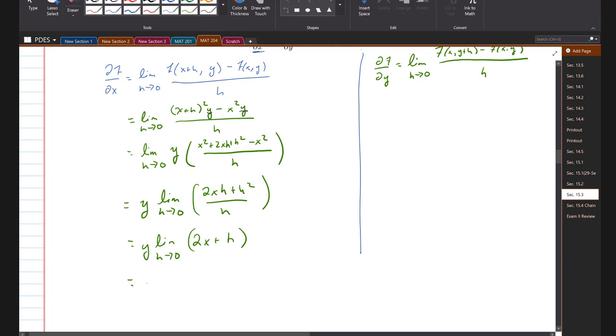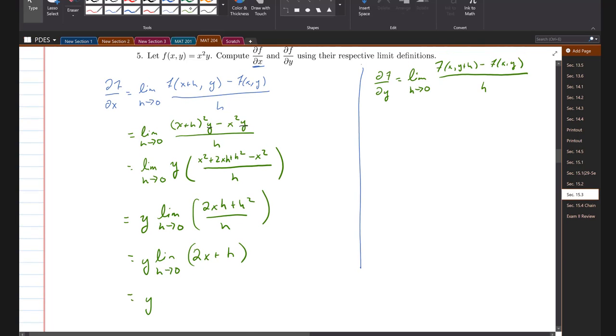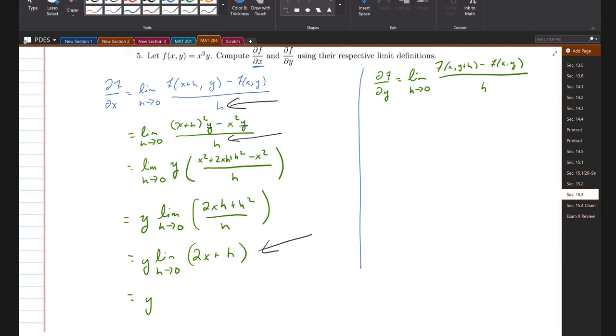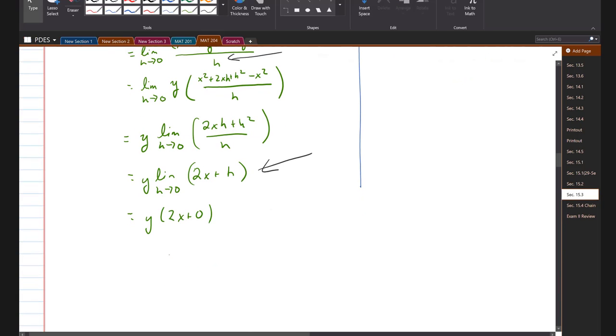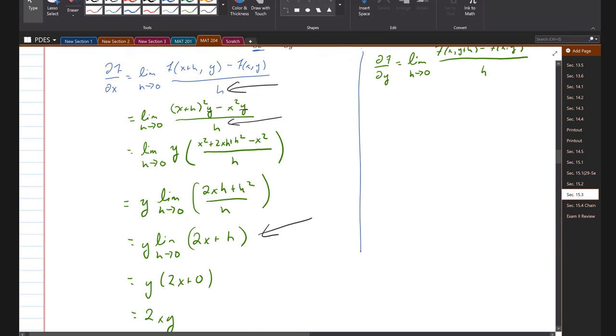And now I can evaluate this new limit. So, Aya, you asked a great question before. I could not evaluate this limit through direct substitution because of that factor of h in the denominator. But by the time I get down to here, this new expression, which is equivalent to the old expression everywhere except at h equals 0, can be evaluated through direct substitution, and so we do so. So we get 2x plus 0, and so we get 2xy is the partial derivative of f with respect to x.